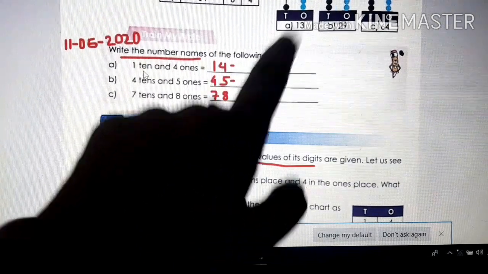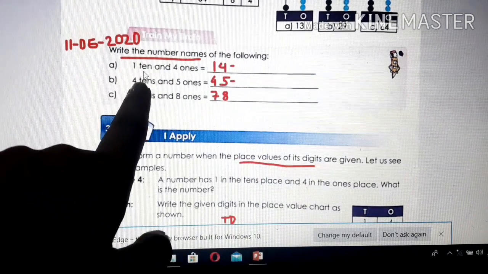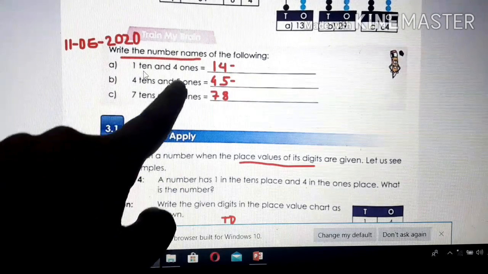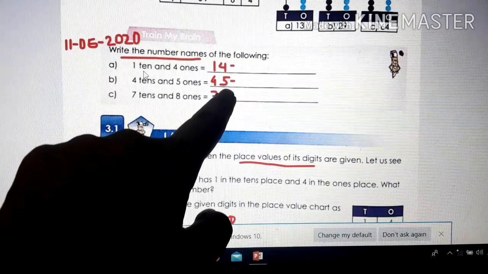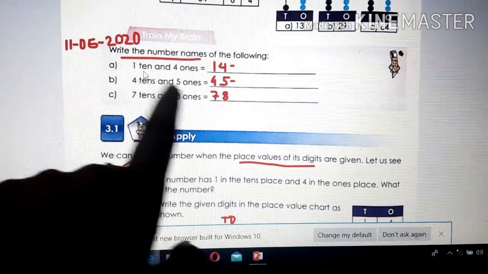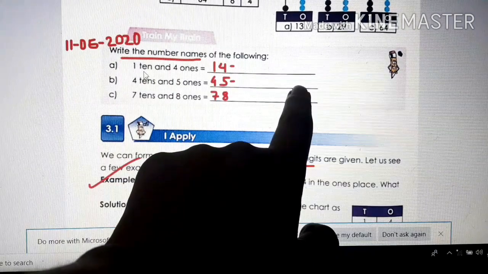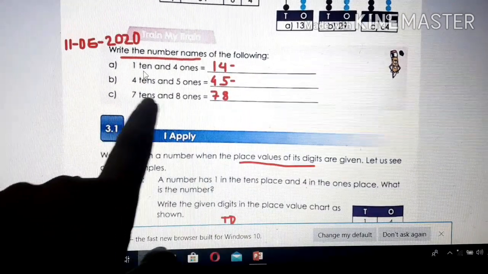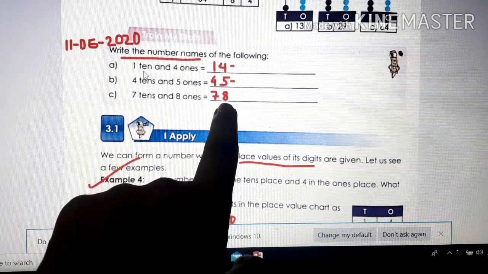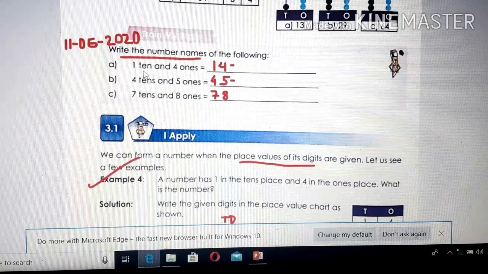You have to write the number name of 14, that is, the spelling of 14. Okay. Next, 4 tens and 5 ones. Again, the place value is given, children. You have to place the digit in its place. That is, 5 is in ones place, so put 5 in ones place and put 4 in tens place. So you get 45. Write the spelling of 45. Next, 7 tens and 8 ones. 7 is in which place? Tens place, and 8 is in ones place. So what number do you get? 78. You have to write the spelling of 78.